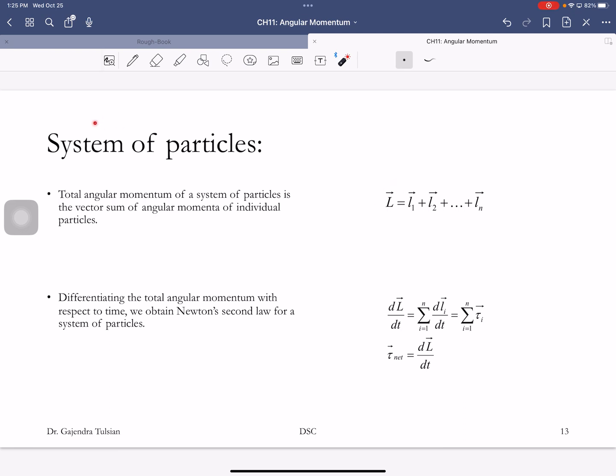Okay, so for a system of particles, if one particle has angular momentum L1, okay, so these are the angular momenta of various particles. The total angular momentum of the system is just the vector sum of all of them. If there's a torque acting on each particle, the net torque acting on the system is just the sum of those torques. So this formula applies to a single particle as well as a system of particles. That would be the net torque acting on the system, and that's the net angular momentum of the system.